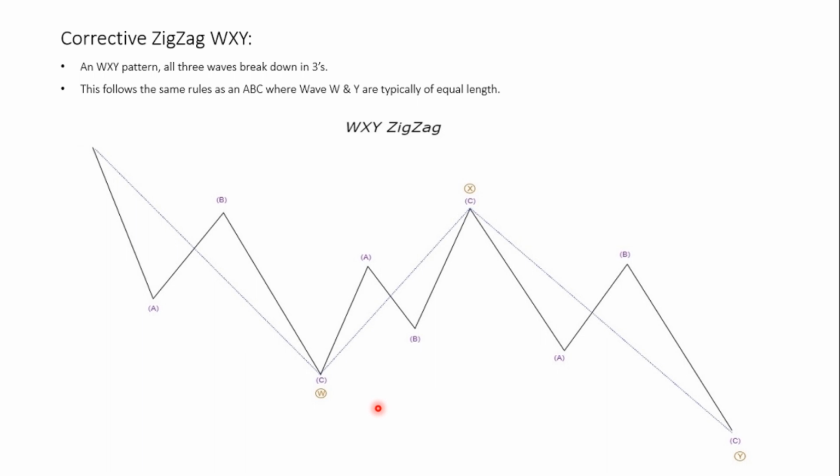The only thing that's different between a WXY and an ABC is that this final wave breaks down in 3, right? So you've got 3, 3, and 3. That's how we distinguish a WXY zigzag pattern. But the characteristics are the exact same in terms of the ratio, with W and Y of equal proportion.